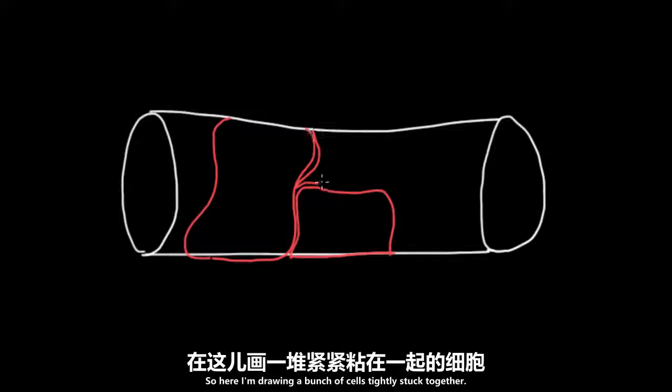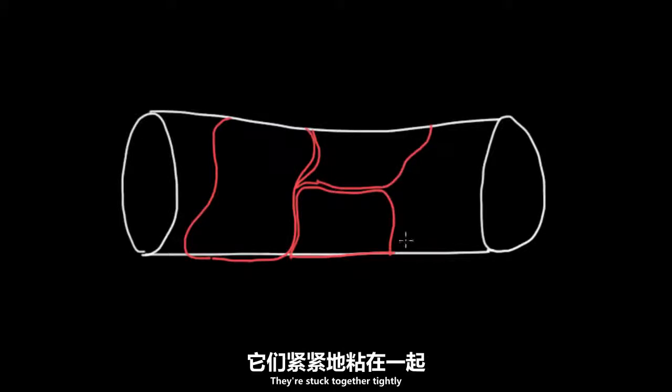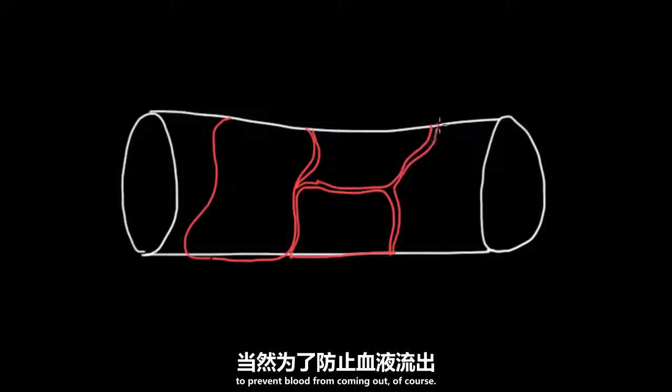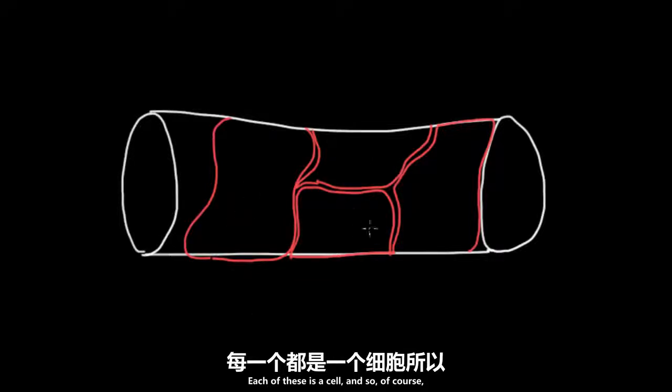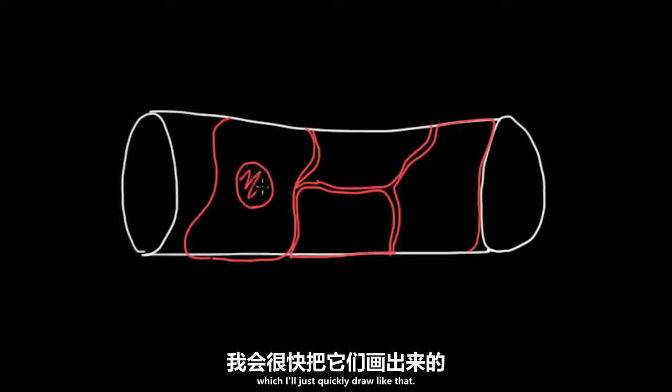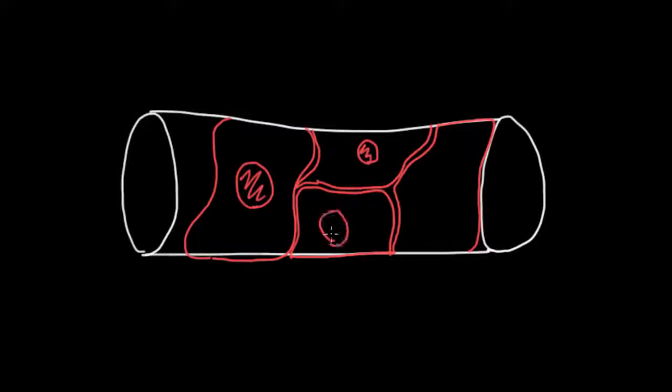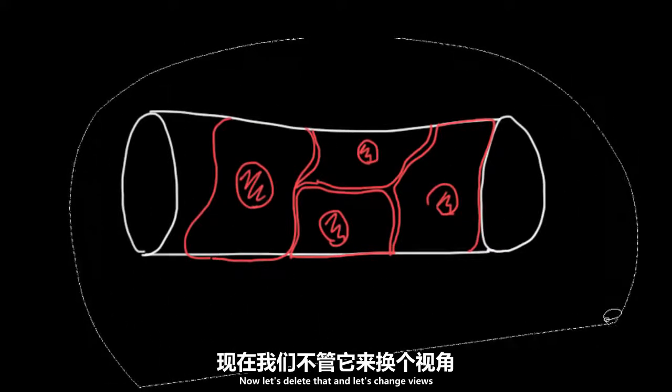So here I'm drawing a bunch of cells tightly stuck together. They're stuck together tightly to prevent blood from coming out, of course. So this is more or less what it looks like. Each of these is a cell, and so of course each one has a nucleus, which I'll just quickly draw like that. Now let's delete that and let's change views to something a little bit easier. So now here is the same blood vessel in cross section, and so these are the endothelial cells which we're seeing in cross section, and maybe here we can draw the nucleus of this one. Maybe it's visible right there.